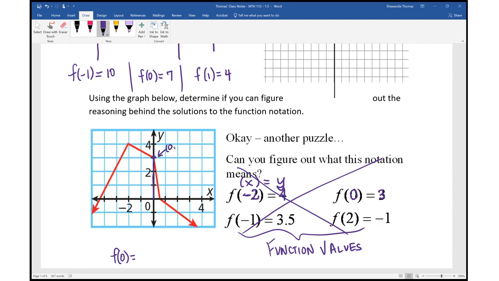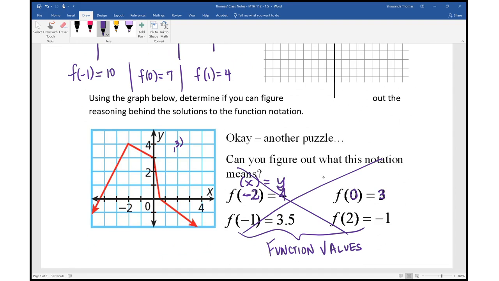What is that point? That point is (0, 3). When x equals 0, y equals 3. Likewise, if I ask you, just giving you a graph, what does f of negative 2 equal? You will go to the left on the x-axis, negative 2, 2 units to the left, and then you will meet the graph. Figure out where that is on the y-axis. That's when x equals negative 2, y equals 4.